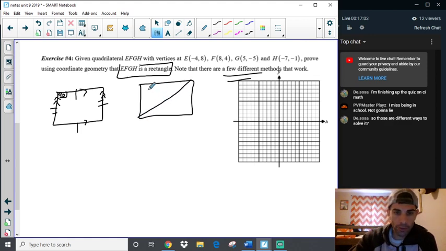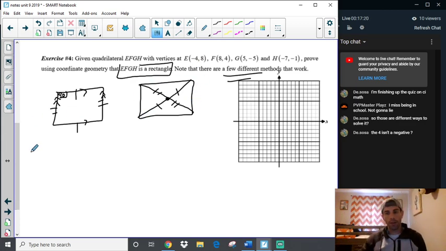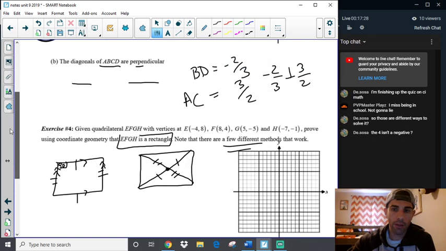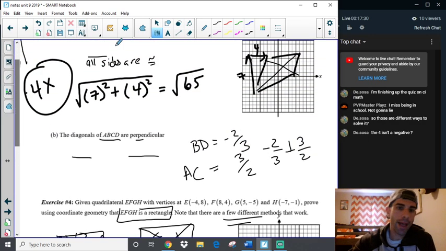You can use your 2 diagonals, and you would show me that the diagonals share a midpoint, and that would show they bisect each other, and show me that you're using your distance formula, that you have an equal distance between the two. The 4 isn't negative. It doesn't matter, because 4 squared and -4 squared is still going to give you 16. And 7 squared is 49.